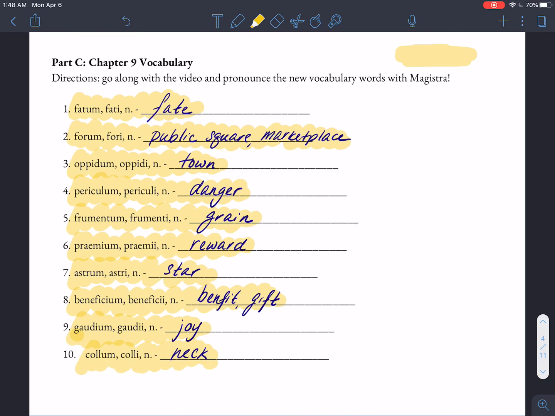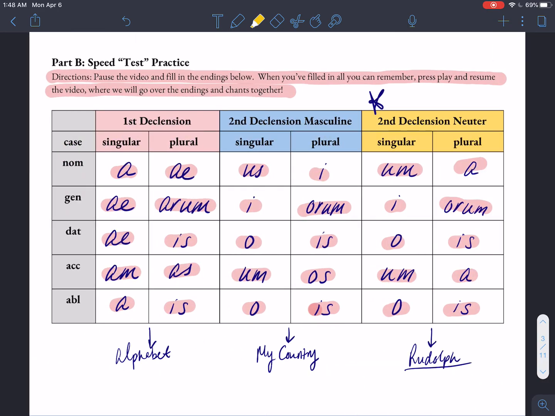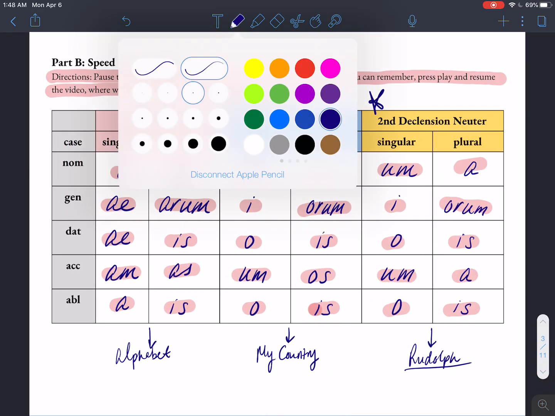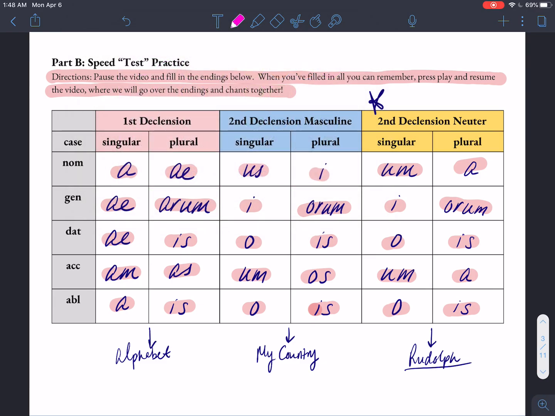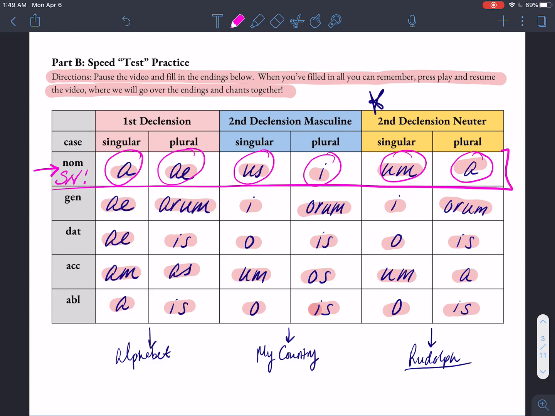All right, so let's go back to our chart over here. Pretty much what that means, and let's circle it in a different color so you can see, is that if a word ends in a, i, us, i, or a, these can all be subject nouns. Pretty much what I did was I just went across this row here. Straight across, all these endings are possible subject nouns.